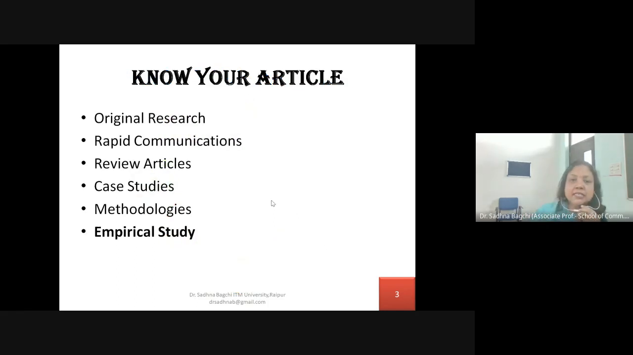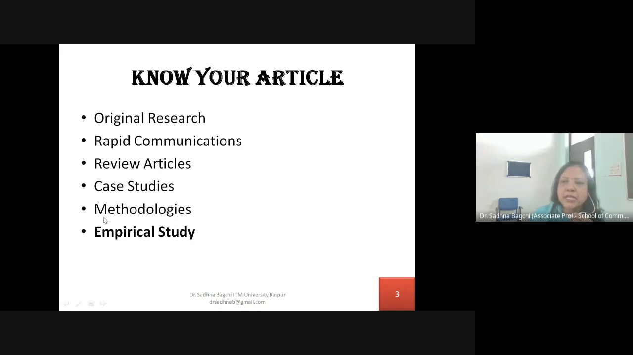Know your articles means which category your article belongs to. Is it original research? Is it rapid communications? Is it a review article, a case study, a methodology, or an empirical study? Empirical study means you have developed models and you are showing some relationship between the dependent and independent variable; that comes under the empirical study.